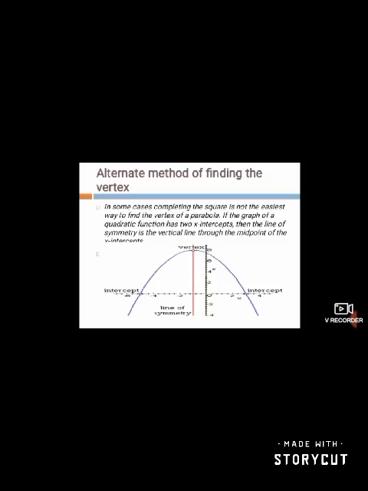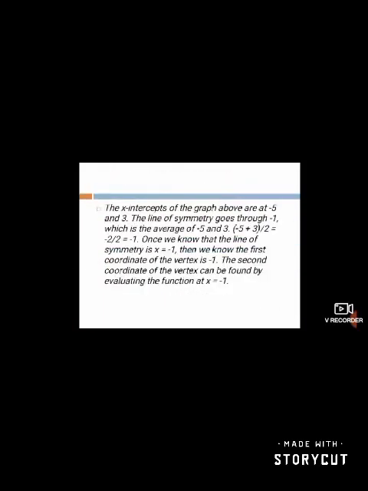So it is graphed below. Then the x-intercepts of the graph above are at -5 and 3. The line of symmetry goes through -1, which is the average of -5 and 3. So (-5 plus 3) over 2 is equal to -2 over 2, which is equal to -1.